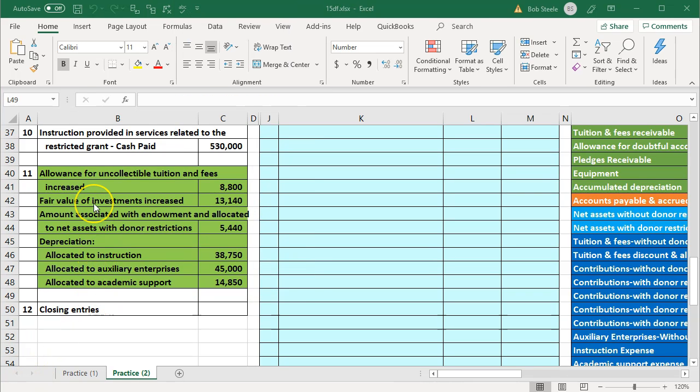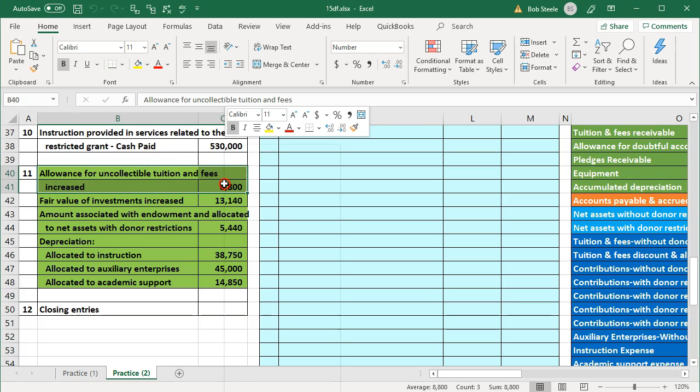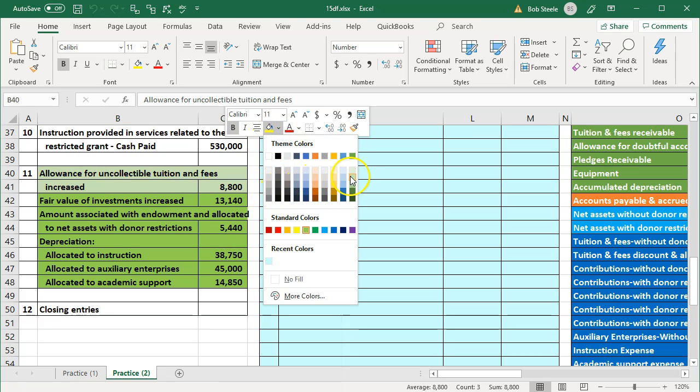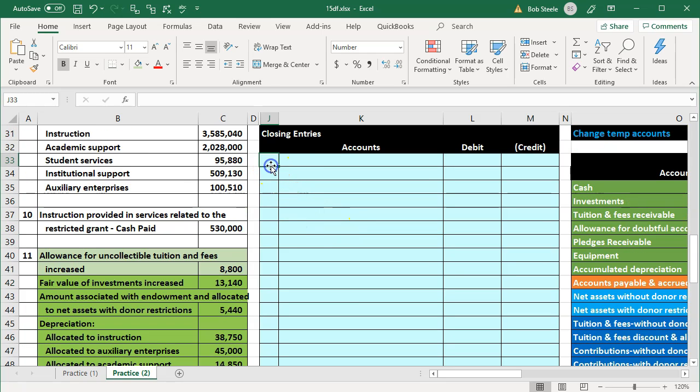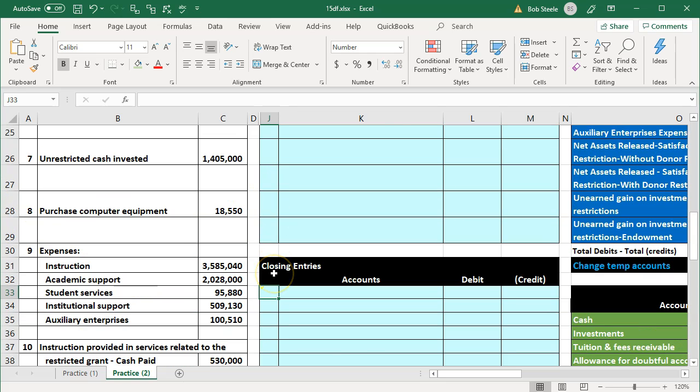First part of number 11 says we have an allowance for uncollectible tuition and fees, which has increased by the 8,800. So we're going to record that increase. This is going to be kind of like an adjusting type of entry. I'm going to make this a lighter green so we can see which part of number 11 we are on, since it's a long one. So number 11, I'm going to go all the way up. Don't go to this closing entry, by the way.